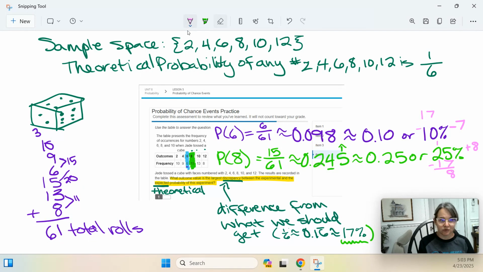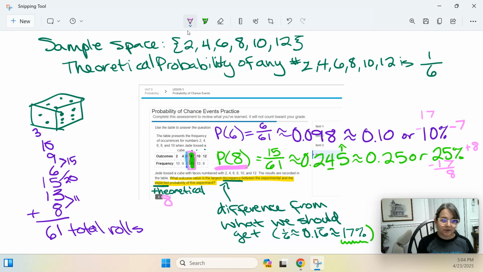Let me erase this little stray mark that I made here. Okay, so I'm finding the discrepancy by subtracting, and I'm saying that the 8 is a bigger discrepancy. It's further away from the percent that I was supposed to get. So this is the answer that I'm going to put here.